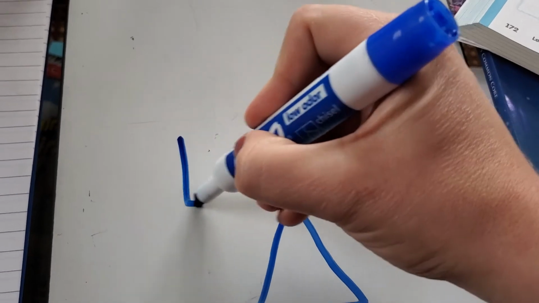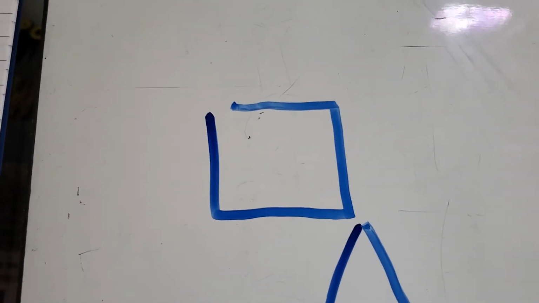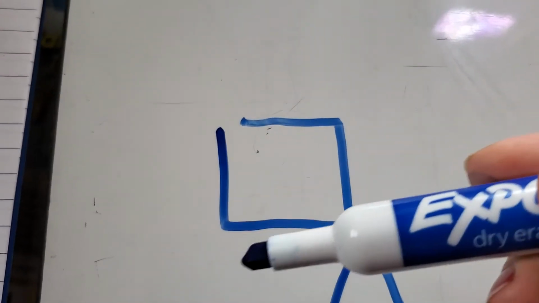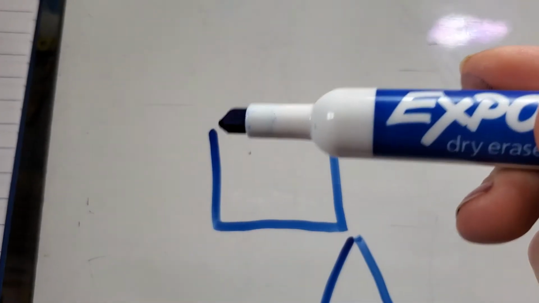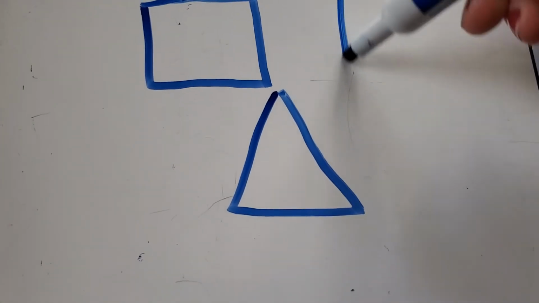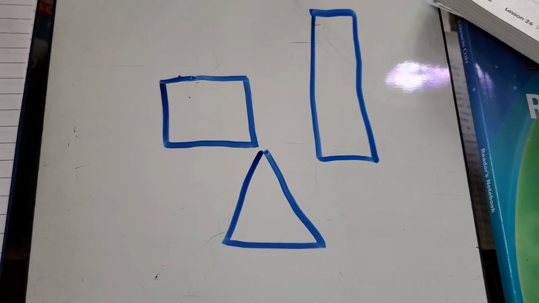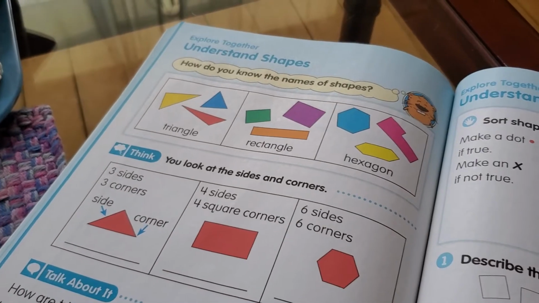Okay, but that's only one. It says to draw 3. Okay. Uh-oh. I have a problem here. My shape has straight sides, but it's not closed, so make sure you close it up. Okay, and I will draw a rectangle. Okay, so that was pretty easy. Let's check out the next page.